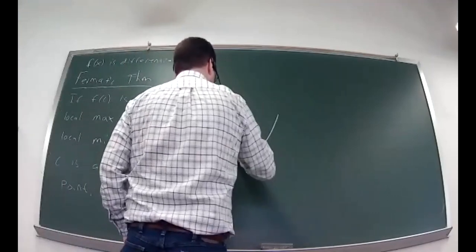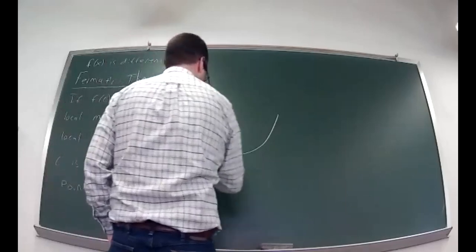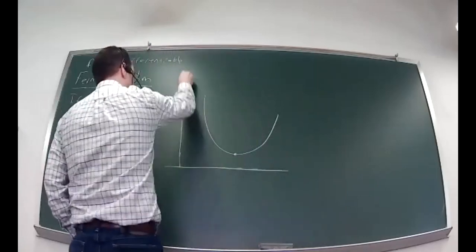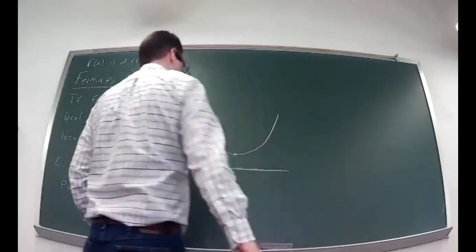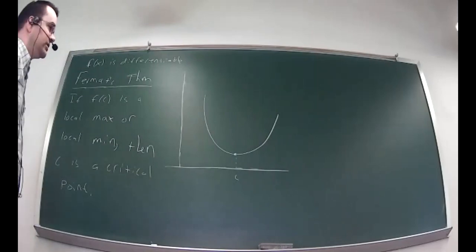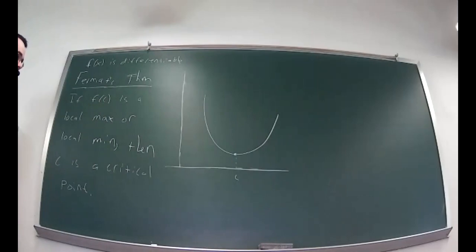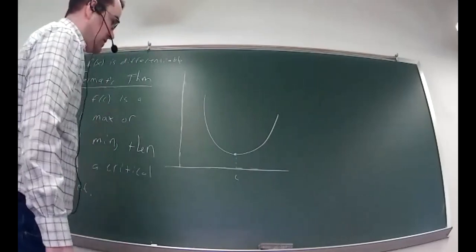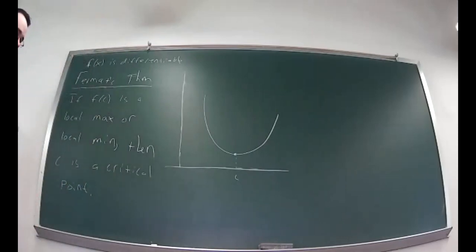You know, so you've got a local minimum. Maybe here's your x-axis and y-axis, and here's a piece of the graph, and here's your point C. And this is a differentiable function, so you know that f prime of C exists. And you know that by definition, f prime of C is a limit of a difference quotient.